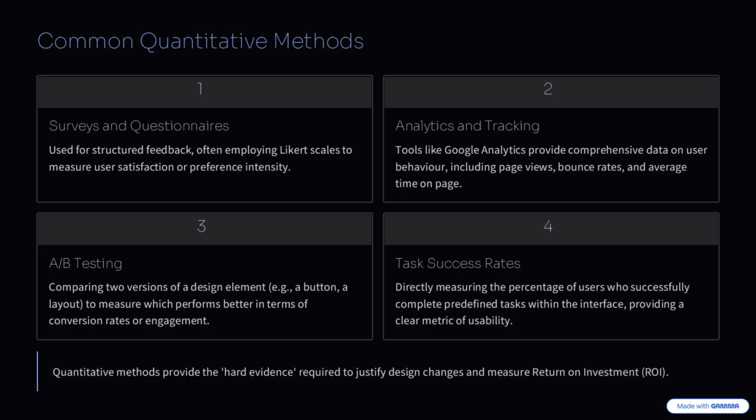This is definitive. You compare two versions of something, say button A versus button B, and you get immediate, hard numerical data. Which version gets a better conversion rate? It just cuts through the ambiguity. Okay, so we use surveys, analytics, A/B tests. We track task success rates. We end up with all these hard numbers: click rates, completion times, preference scores. How do we then start making sense of it all?